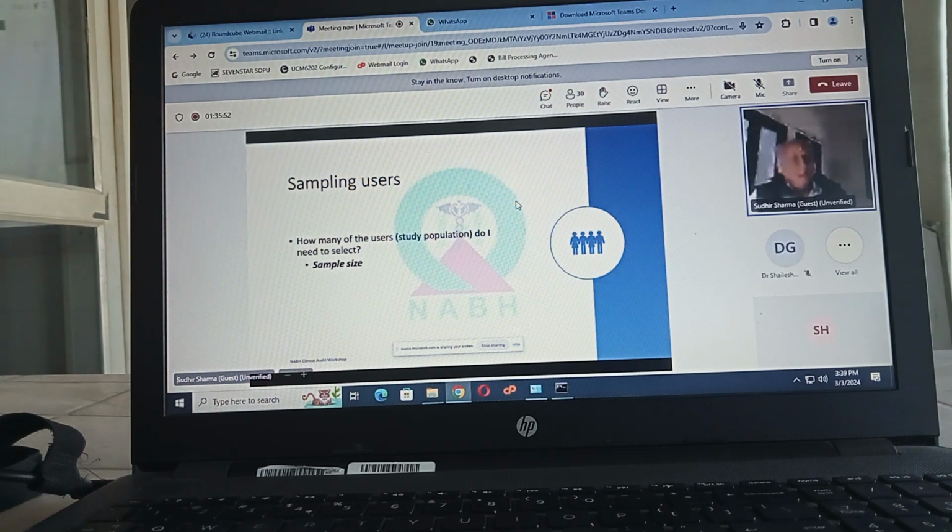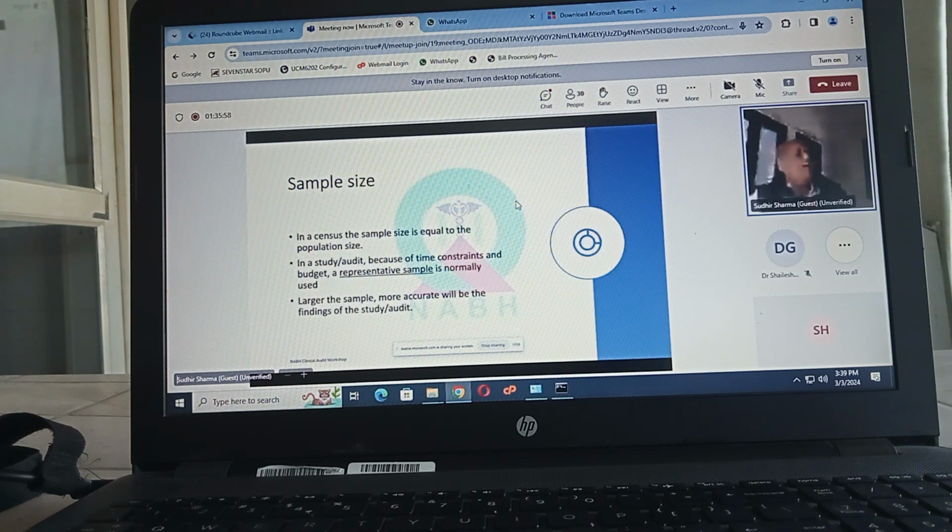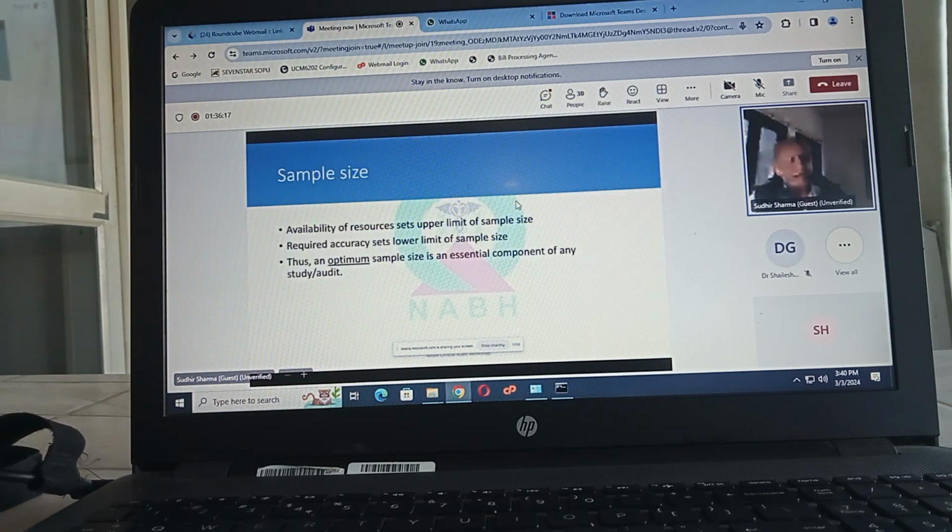To sample size and sample methods. A census is probably the only study on which the sample size is understood. Otherwise, it is physically impossible to do 100%. Availability of resources sets the upper limit.